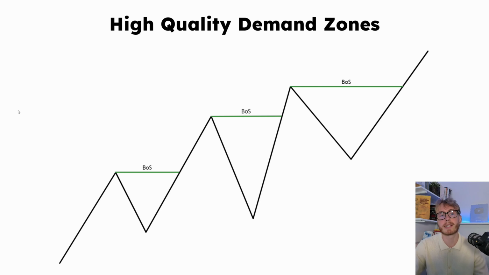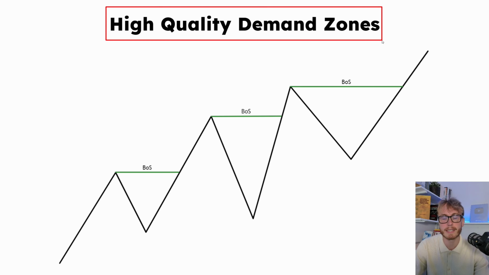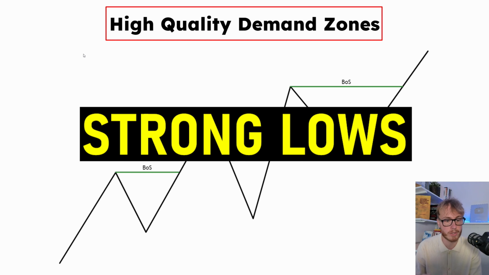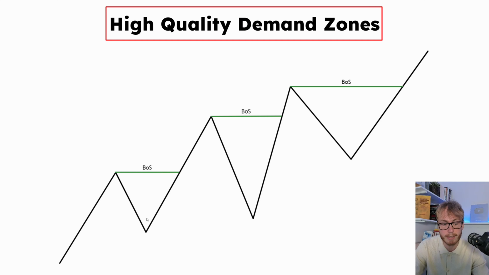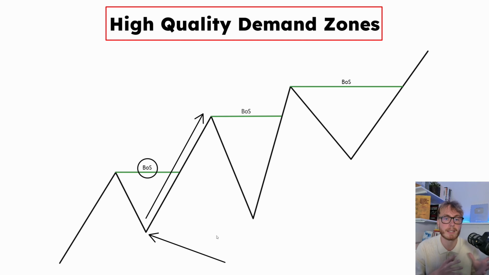Let's begin here by taking a look at the high quality demand zones. To find these zones, what we are looking out for is strong lows. The strong lows here are created from the move that breaks structure. So for example, right here, we have a break of structure, which makes this low right here a strong low.